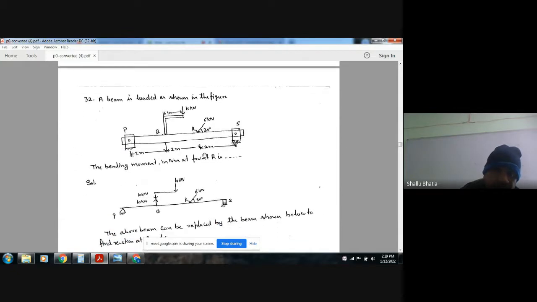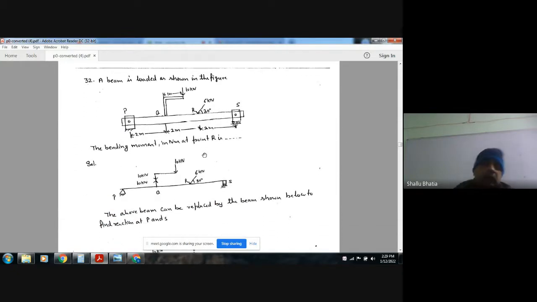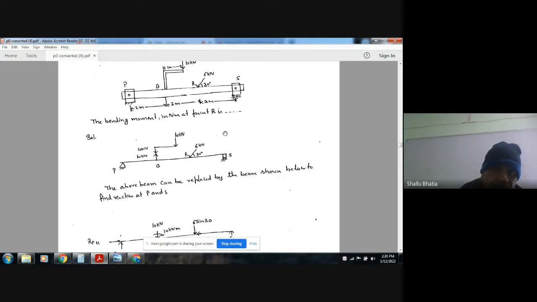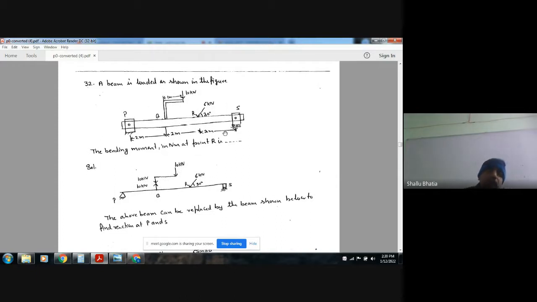Next, a beam is loaded as shown in figure. This is P, this is Q, and here 10 kilonewton at a distance of 1 meter, this point R, and 6 kilonewton at 30 degree is acting at this point S. The distances between P, Q, R, and S are 2 meter, 2 meter, and 2 meter. Now you have to find out the bending moment in Newton meter at point R.